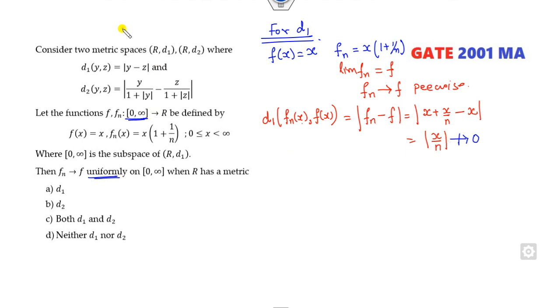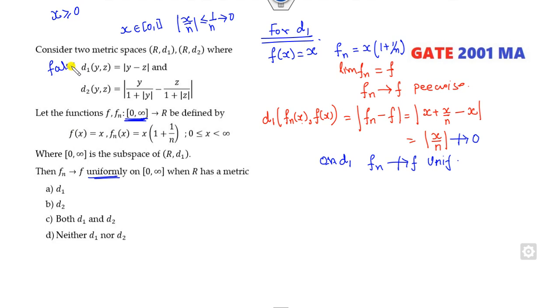If my domain is say 0 comma 1, then clearly this part will be less than 1 by n, then it goes to 0. But here the domain is x greater than or equal to 0, so this part will not go to 0. It means on D1, fn does not converge to f uniformly. Fine. So this is my false statement. Check about D2.